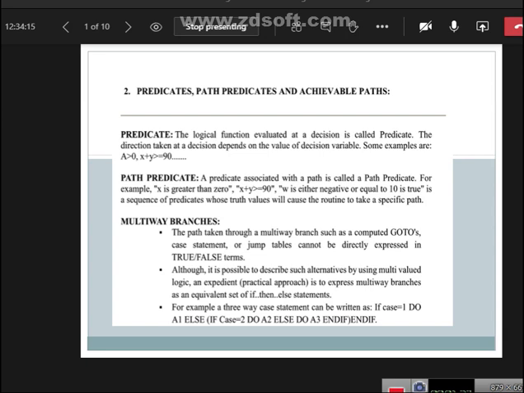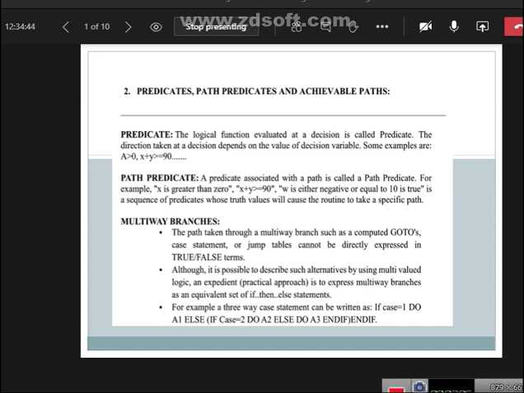What they are saying here is that the direction taken at the decision, whatever direction you take, depends upon the value of the decision variable. If that value is less than 0, we choose this direction. If that value is greater than 0, we choose another direction. Based upon the value, we choose different directions.